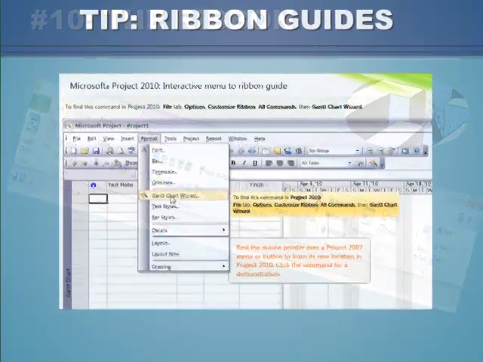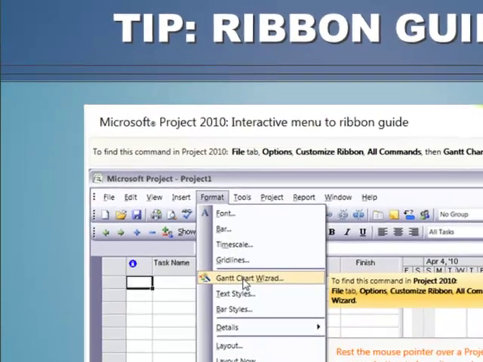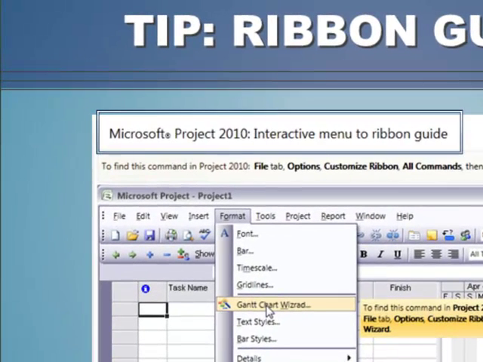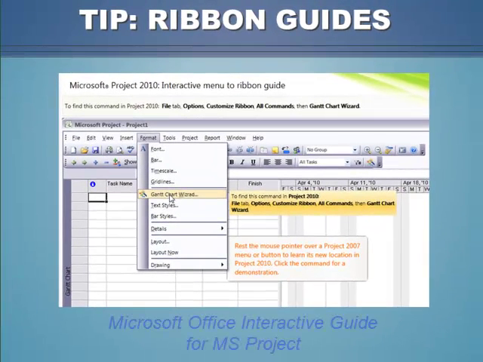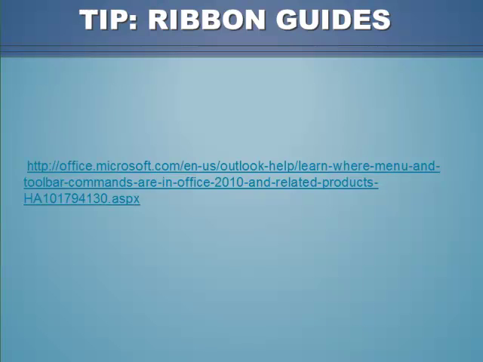Now here's a tip. Ribbon guides. Notice I said transition period. Getting from point A to B is going to take some work on your part, thus getting some help is going to keep your frustration down. And the best tool I've found for navigating in the new ribbon is the Microsoft Office Interactive Guide for MS Project. It's a free tool, and let me give you the link for this tool. Yeah, that's what I thought. I better show you how to Google for it.